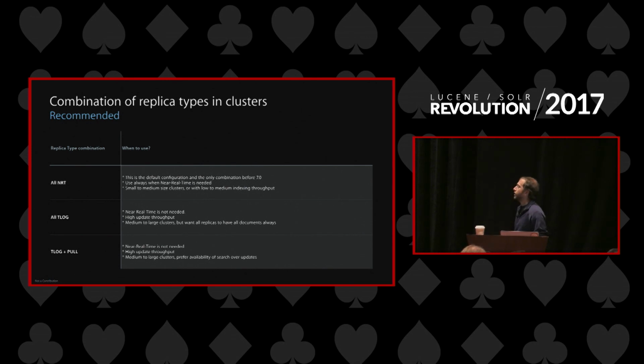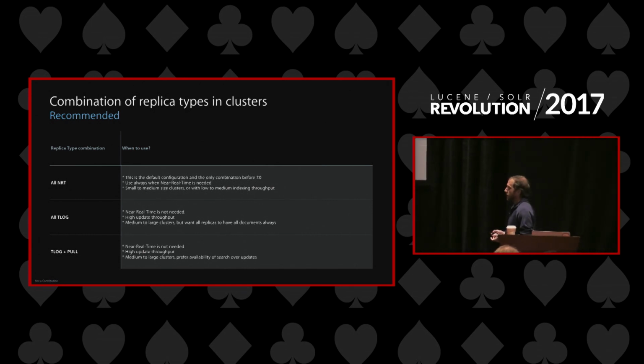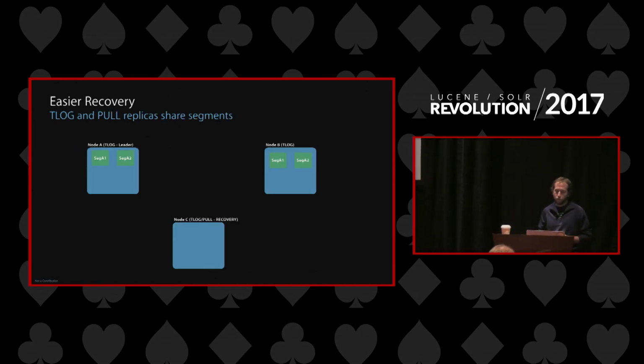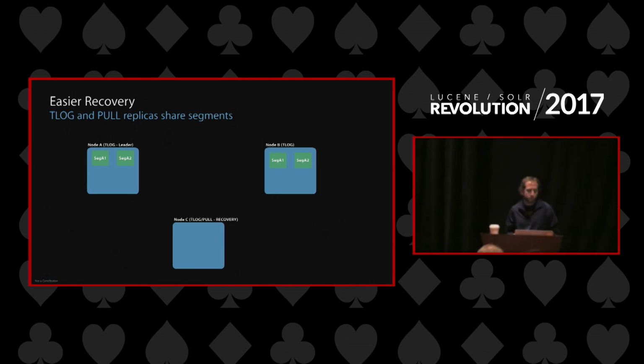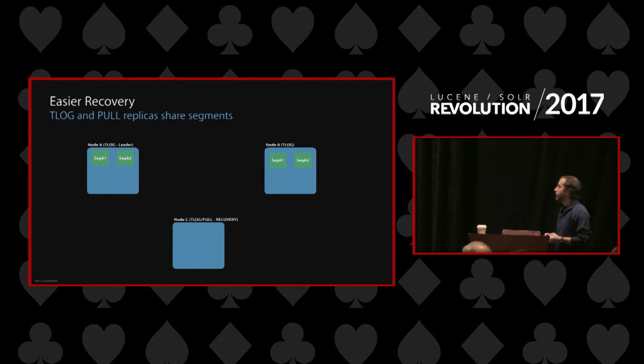So why is it important, these combinations? I mean, why are those the two last combinations? It's important that you use those and don't mix things. Let's go back to the example that we had before. Let's think now that node A and B are T-log replicas, sorry, and node C is a T-log or a pull replica, and it's in recovery.